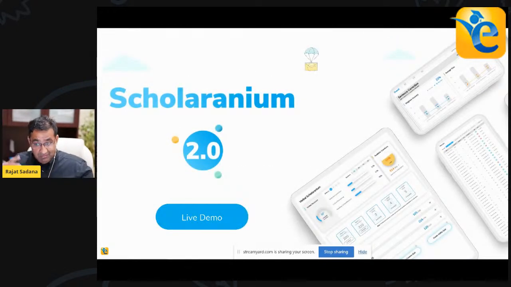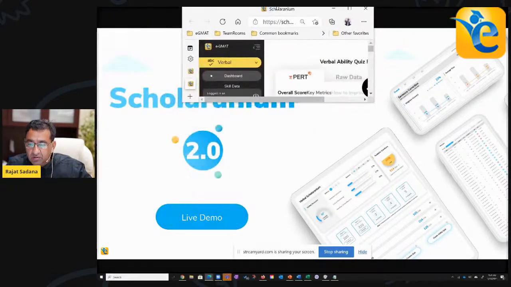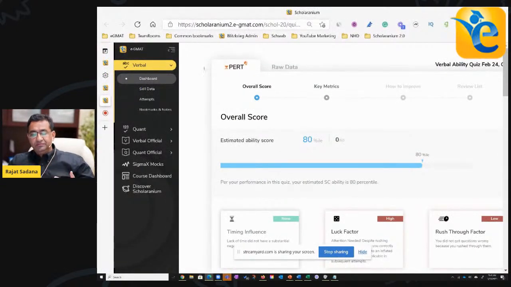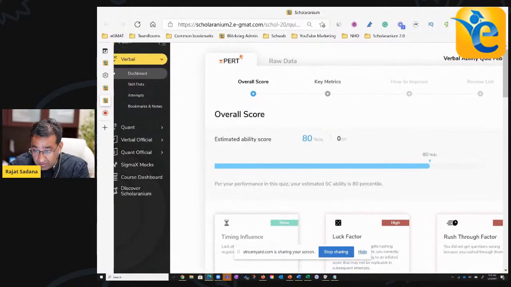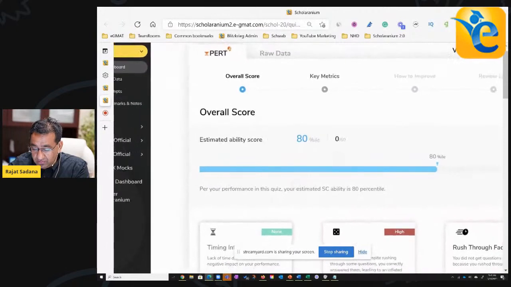Okay, so right now I'm going to show a live demo. Let's see. So let's go over here. So here is a Scholaranium screen where a student has, this is a live demo. This is actual student data. What you see is that the student scored 80th percentile. It's a verbal ability quiz on Scholaranium.